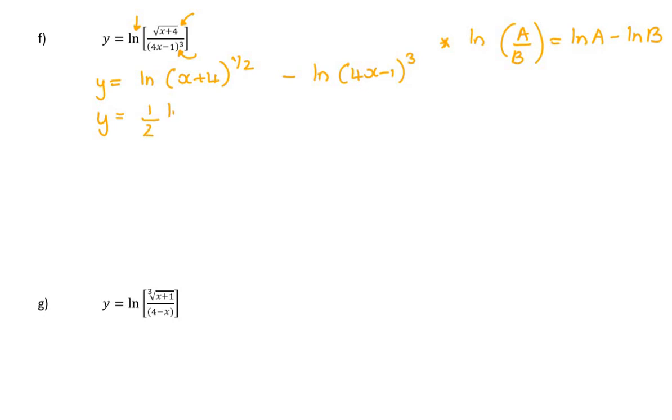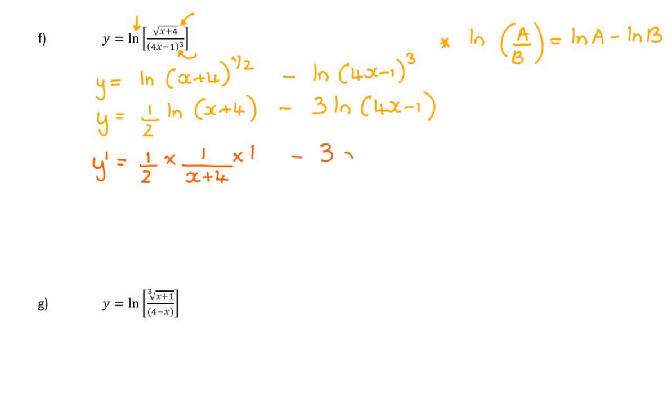My second log law is going to be this: bring down the exponent of a half, bring down that exponent of 3, so this is no longer a chain rule within a chain rule. Now I think I'm ready to differentiate, so y dashed, remember the half is just a coefficient, times 1 over whatever you are logging, multiplied by the derivative of the inside, which is 1, minus 3 times 1 over whatever you are logging, multiplied by the derivative of the inside function, which is 4.